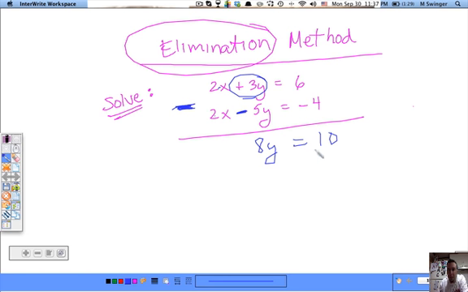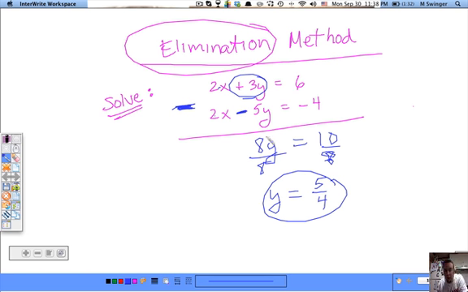Now look at the equation I have to solve. Easy, right? Divide by 8, divide by 8. Okay? Y is equal to 10 divided by 8, what's that? 5/4. There's your y. How do you get your x? You plug y back into one of these equations and you solve for x, right? So y is 5/4. Plug this back into one of these and get x. I'm not going to do that because it's probably going to be a fraction, take too long. But you get the idea.